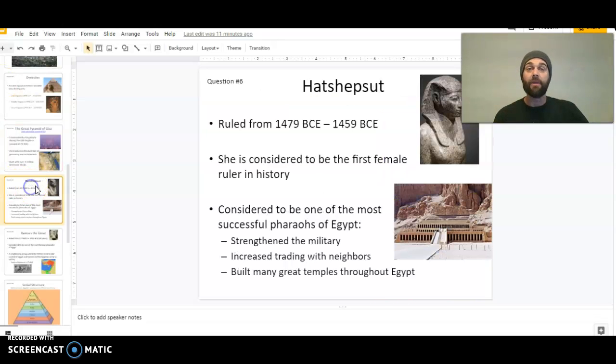The next one, I'm going to let you read about her, but I will want you to know how to pronounce her name. It's Hatshepsut. Hatshepsut. Read this, super interesting story.